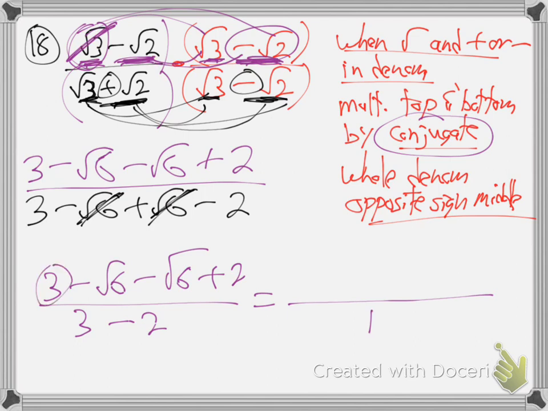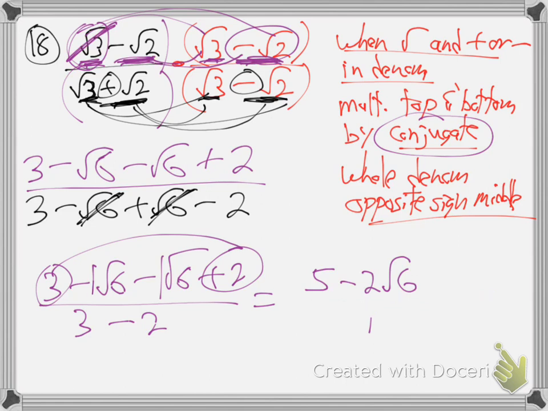So on the top, 3 and 2 makes 5. Minus 1 root 6 and minus 1 root 6 is minus 2 root 6. Combining like terms on the top. 3 minus 2 is 1 on the bottom, so you don't even need the bottom. We don't need 1s on the bottom. We don't show that. Dividing by 1 doesn't do anything. There's the answer. What did we accomplish? We started with roots on the bottom, and we got rid of them. There's no roots in the bottom. There's not even a bottom.